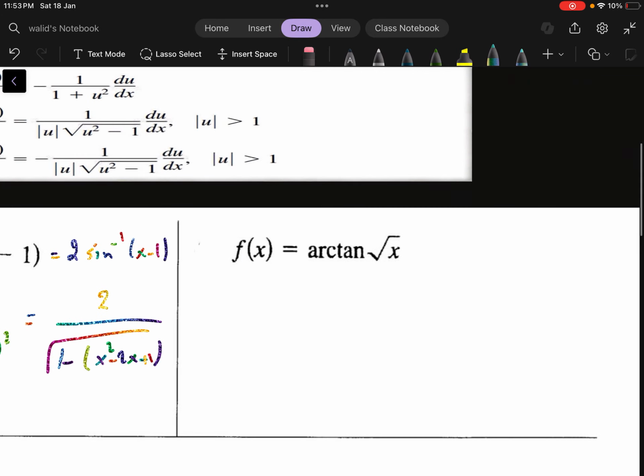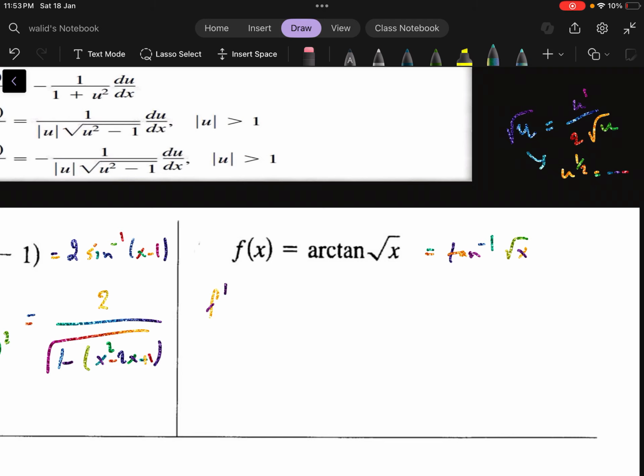For the second question, tan inverse of square root x. Let me tell you first the rule for the derivative of the square root of u directly as u prime over 2 square root u, instead of writing u to the power half and so on.